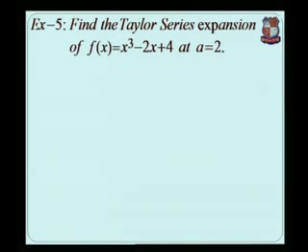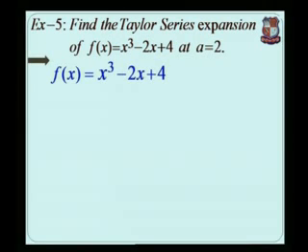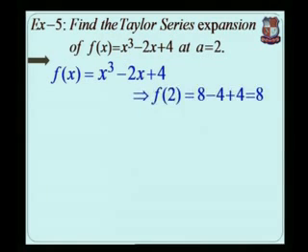Fifth example: find the Taylor series expansion of the function f of x equal to x cube minus 2x plus 4 at the point 2. The function is given, x cube minus 2x plus 4. We find the value at the point 2, it is given in the data. We find the expansion at the point a equal to 2. So as x is replaced by 2, f of 2 is equal to 2 raised to 3, that is 8, minus 2 multiplied by 2, that is minus 4, plus 4. So the result gives us 8.